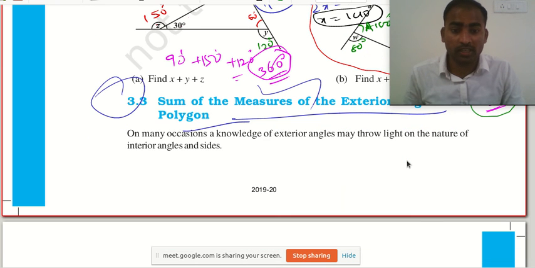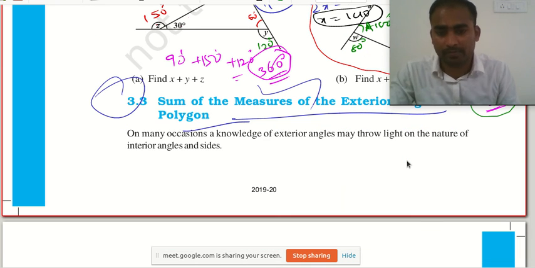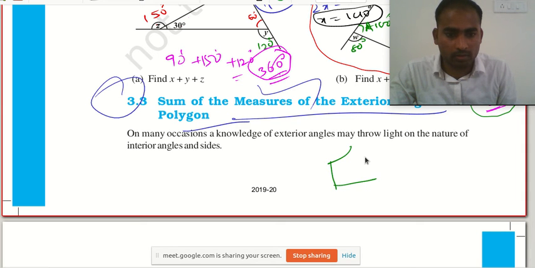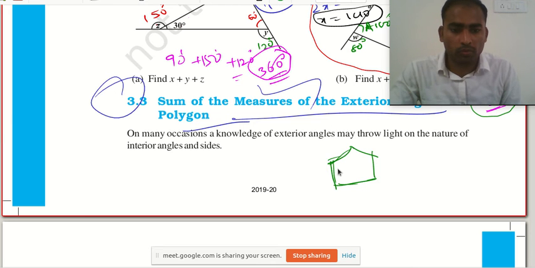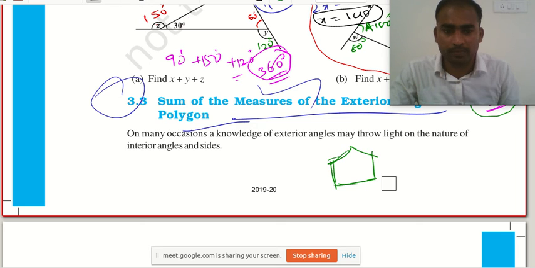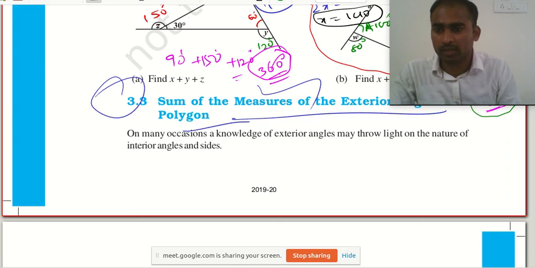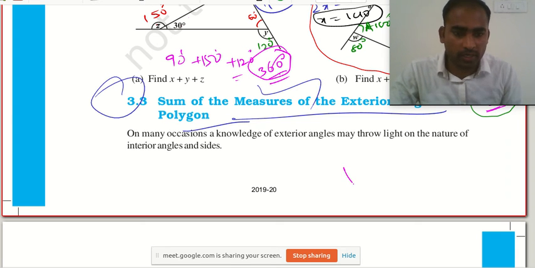Now we will check for the pentagon. So we know already, wait a minute. We know already that in a pentagon the sum of interior angles is how much?